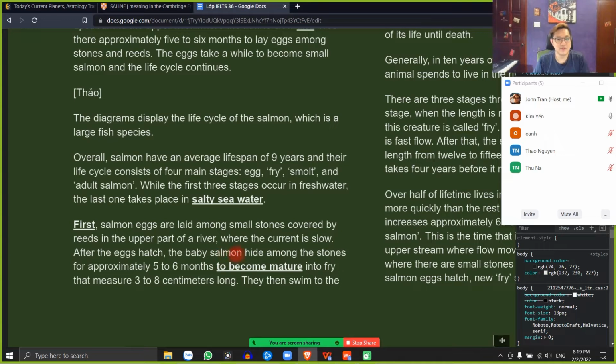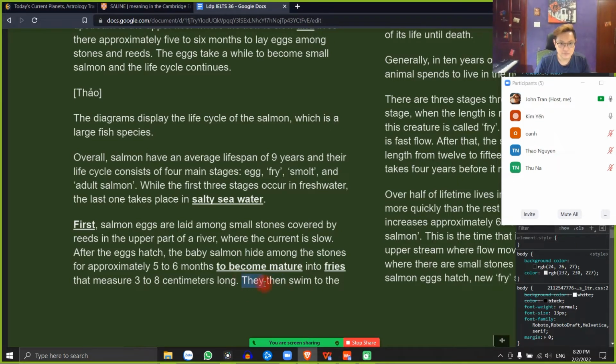Okay, because here you mentioned, if you mention plurals, here you should use the plural form of that as well. Mình dùng plural hết mà, dùng số nhiều hết mà. The fries, into fries. That measures. Okay. They then swim to. Okay, có từ nối, very good. Linking device, very good. Có từ nối nè, linking device, okay, good.